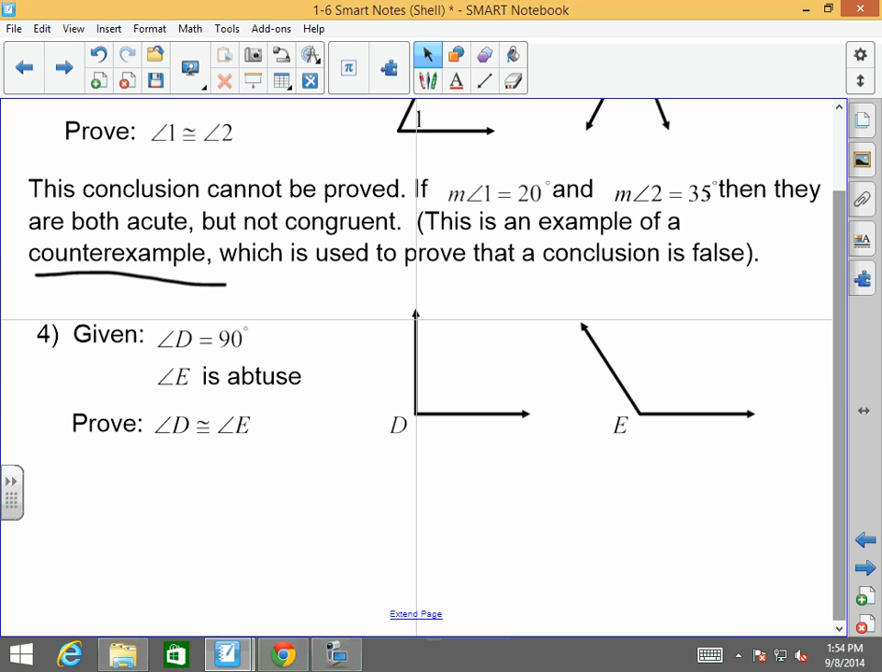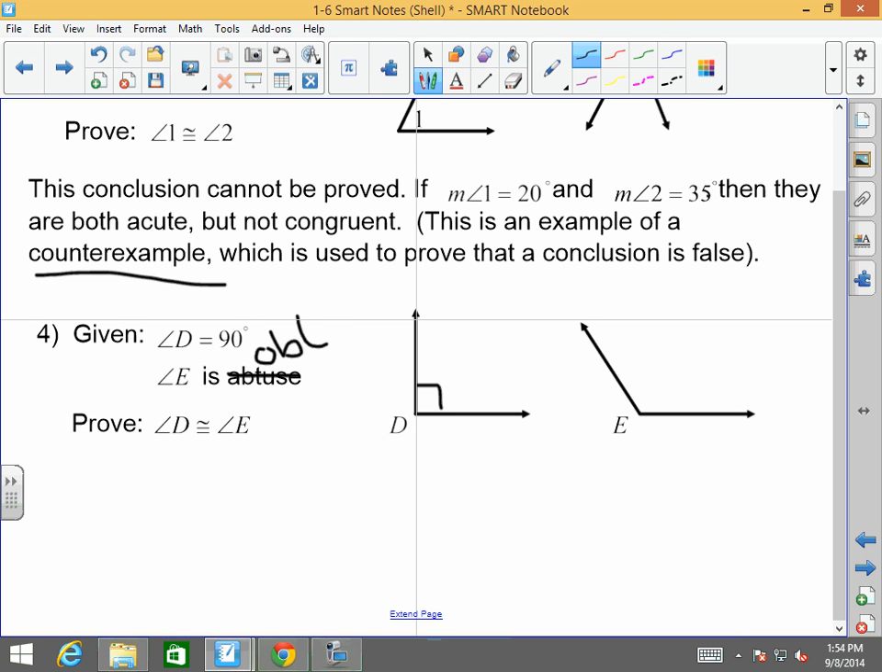How about example 4 here, guys? Angle D is 90 degrees. They tell you that it's 90 degrees. You know me, I'm crazy for labeling. I like labeling things. So that's 90. Angle E is obtuse. I spelled it obtuse, but we're not talking about our abs. It's obtuse. They want to prove that angle D is congruent to angle E.